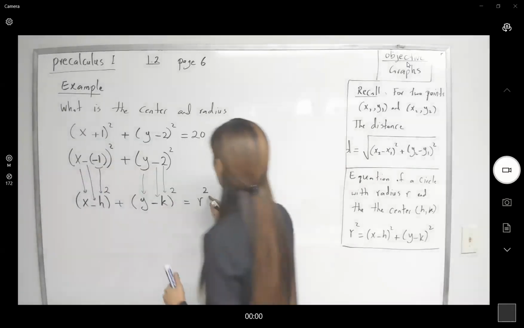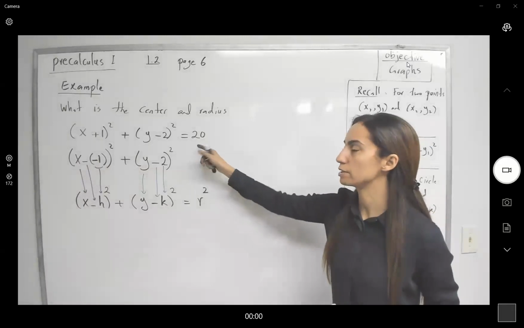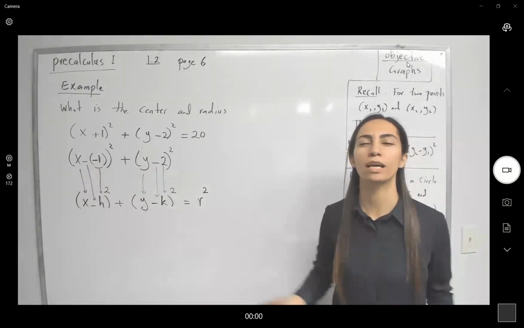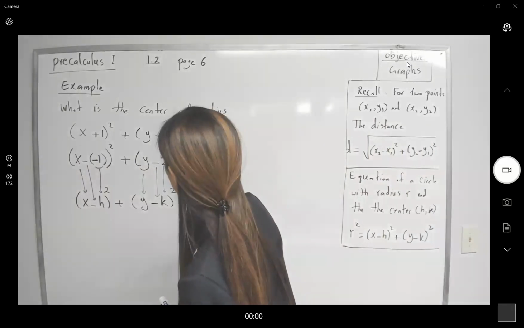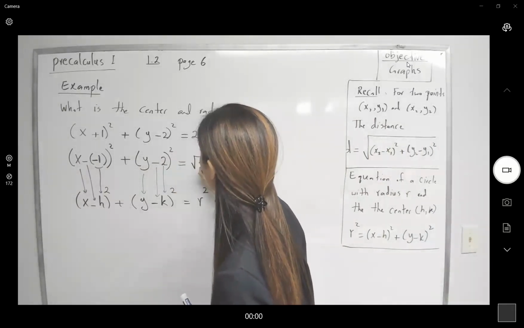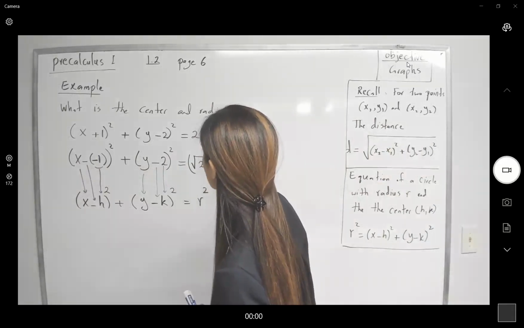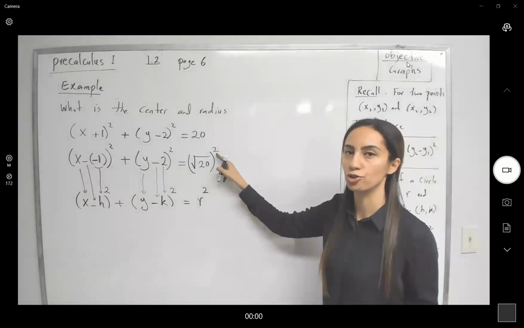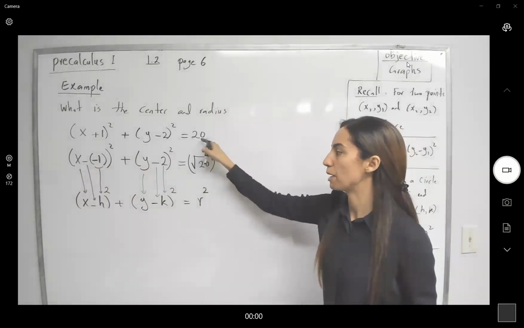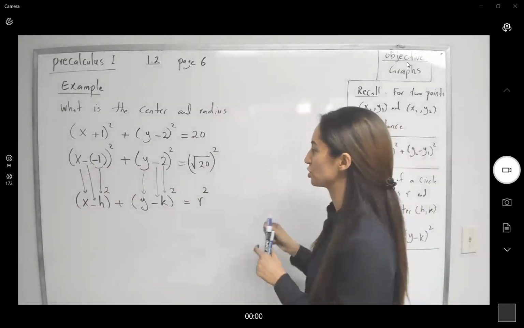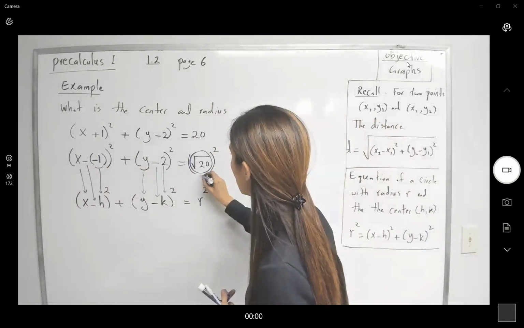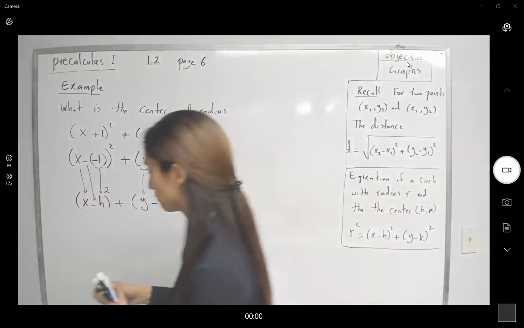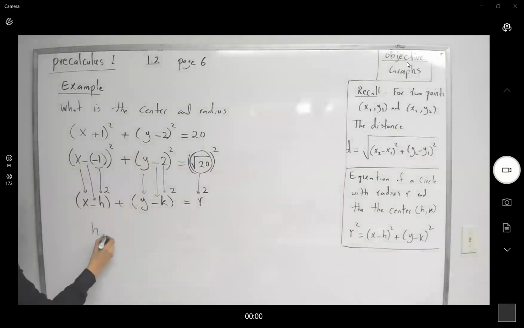So what do I see here? Do I see exponent 2? Of course not. I only see 20 here. So what's the meaning of that? How can I create exponent 2? I can write this as square root of 20 raised to the power 2. Remember that the square root and exponent 2 cancel out each other. It means that you get your 20 back. So now I have r, which is square root of 20, and the exponent 2. So h is -1, k is 2, and r is square root of 20.